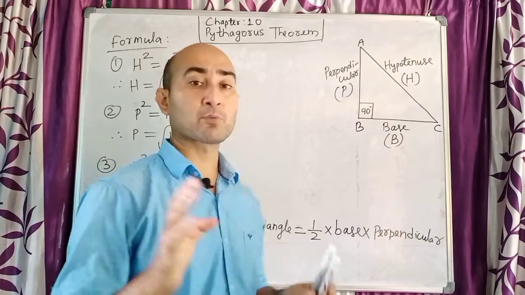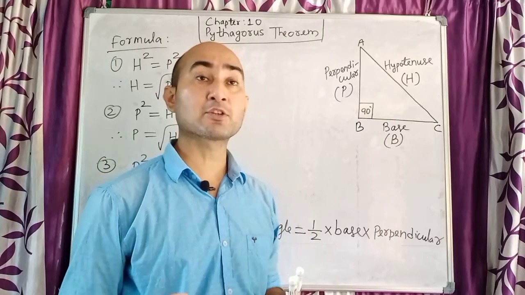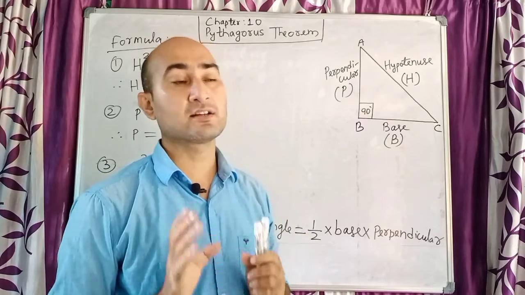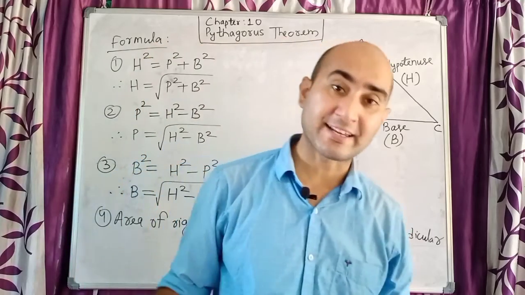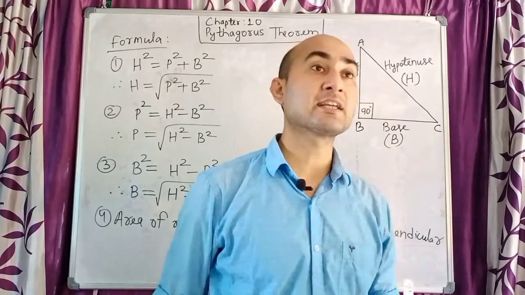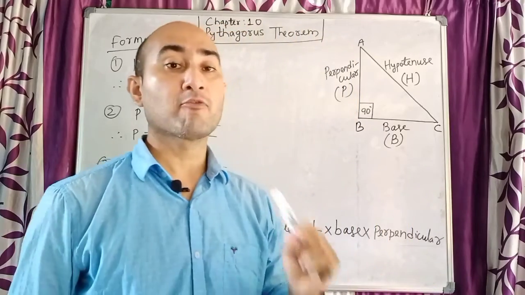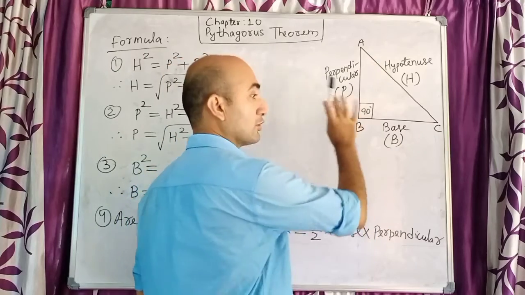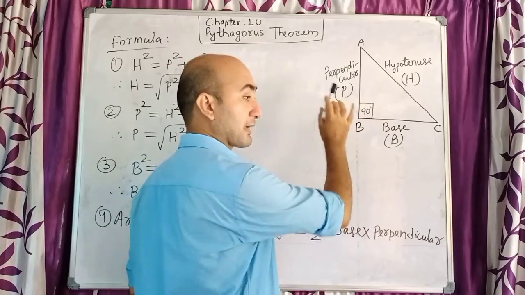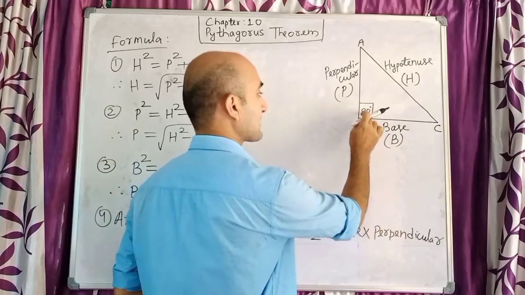This formula, Pythagoras theorem, is applicable to only right angled triangles. It is not applicable to any other triangles where there is no 90 degree. So there should be 90 degree in order to apply Pythagoras theorem. So it is a right angled triangle, and Pythagoras theorem will be applicable to this triangle. Now here you can see 90 degree.